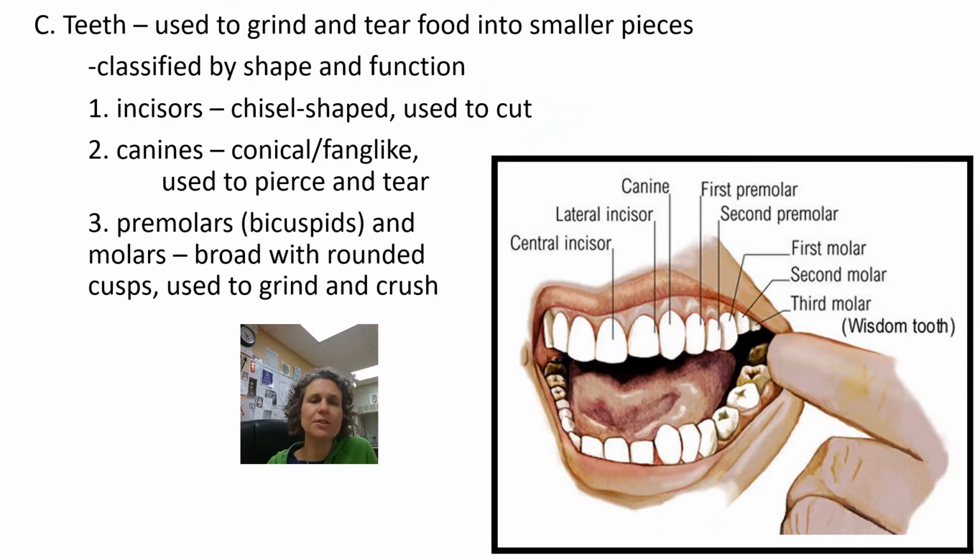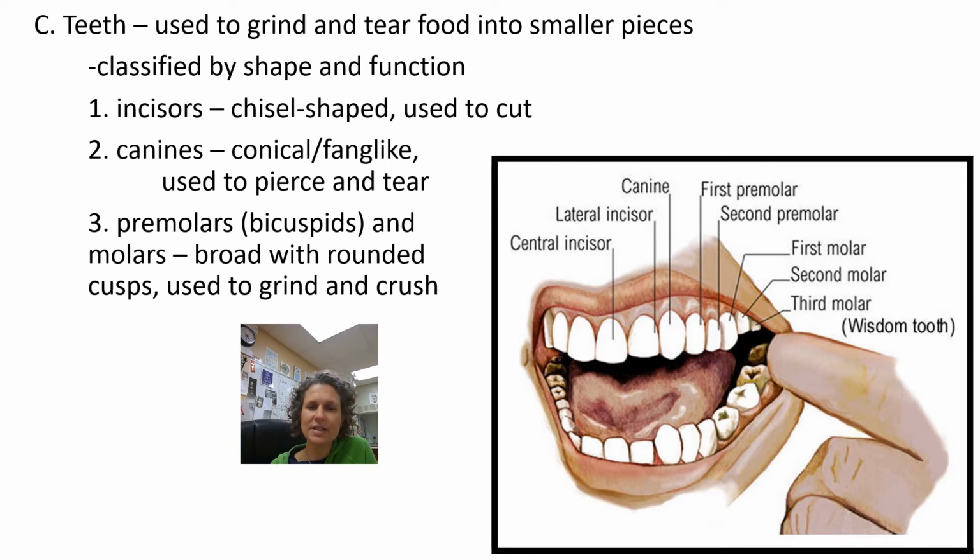Okay, so here's some teeth for you. Teeth are a big part of mechanical digestion. They help to tear up your food, to grind it into smaller pieces, and they are classified into 3 or 4, depending on how you look at it, different groups, looking at shape and function. So you have your incisors.